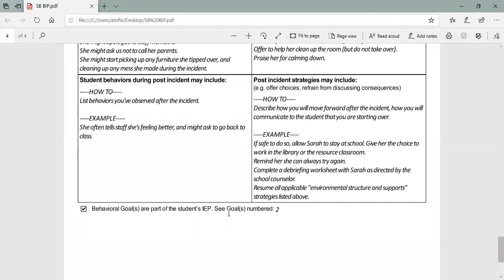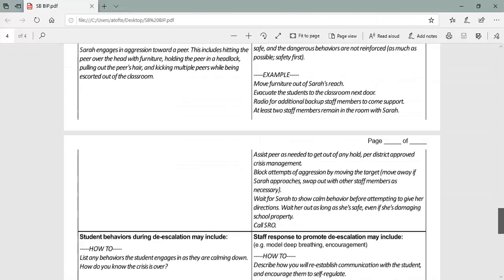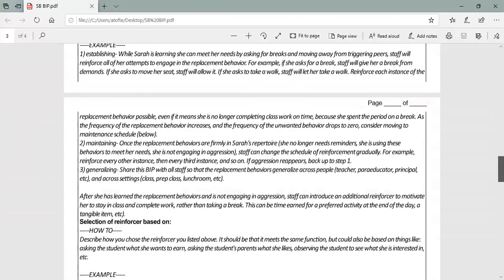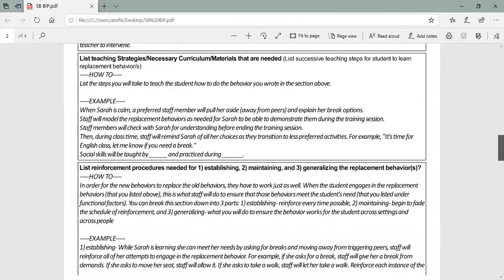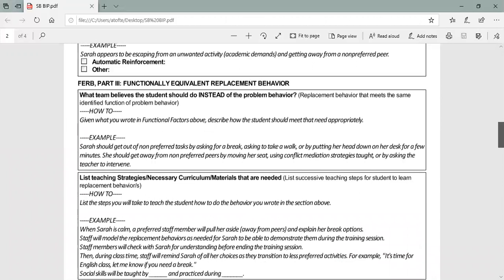So we check the box, and what number goal is it? That's all you have to do is give the number. You don't have to retype out the goal. The behavior goal is going to talk about the replacement behavior. So you will probably be writing a goal in this case about, where's our verb? Here. So Sarah's going to get out of non-preferred tasks by asking for a break. So the baseline of the goal would be, how often does she currently do that? Does she ever ask for a break? Probably not. We haven't taught her yet that she has that choice. So the baseline might be, she does this 0.